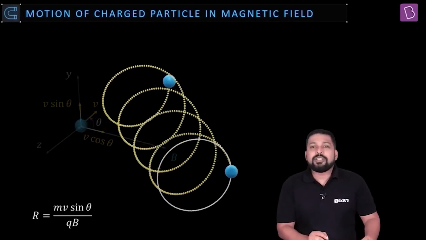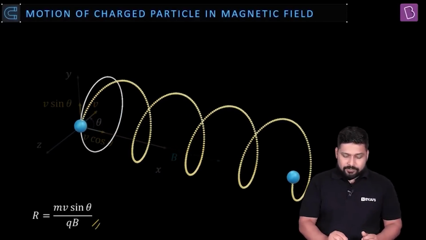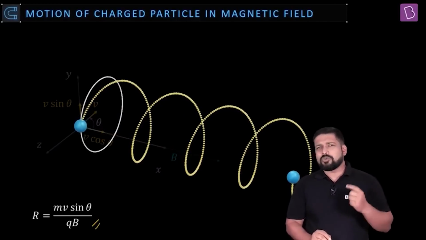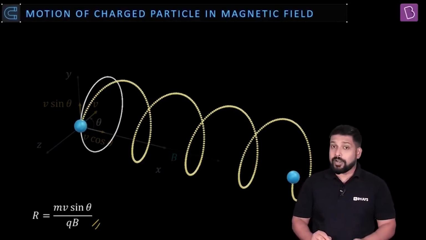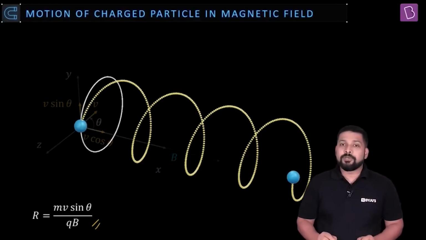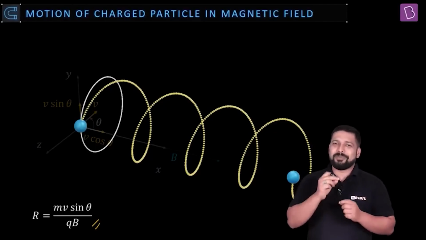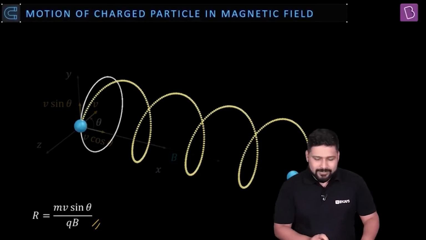All right, now there are certain terms that you need to take care of. Obviously the radius of the helix will be equal to m v sine theta by qB, because the circular motion is only because of the perpendicular component. Clear, sir? Yes. All right, the circular motion is only because of the perpendicular component, and the linear motion is only because of the parallel component. So a combined motion will be a circle and then moving ahead. All right, so this is called a helix.